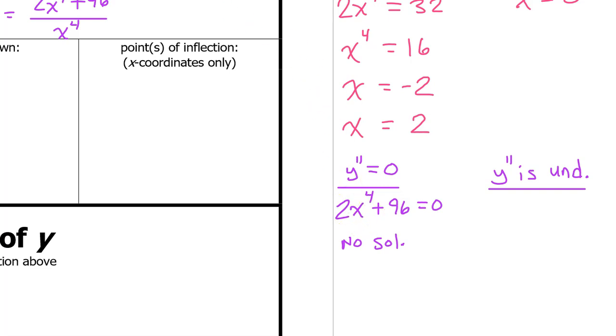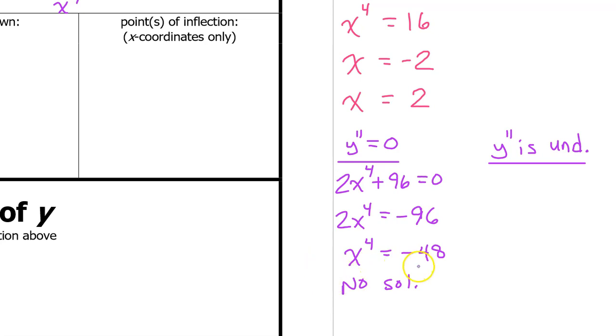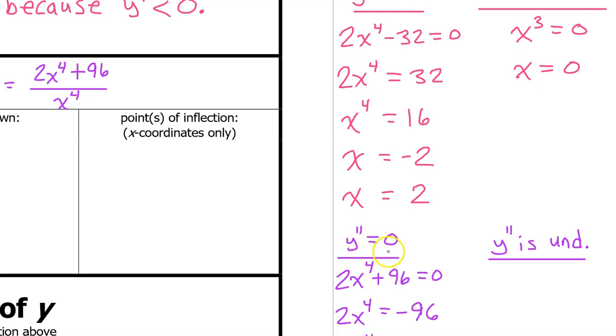If you didn't realize that and you went ahead with the problem, you would subtract 96 from both sides. So you would have 2x to the fourth power is equal to negative 96. And then when you divide both sides by 2, you get x to the fourth power equals negative 48. Hopefully now you see that there is no solution. If you raise anything to an even power, you're going to get a positive number, never a negative. So we have no critical values so far. But we need to find where y double prime is undefined. A fraction will be undefined where the denominator is equal to 0.